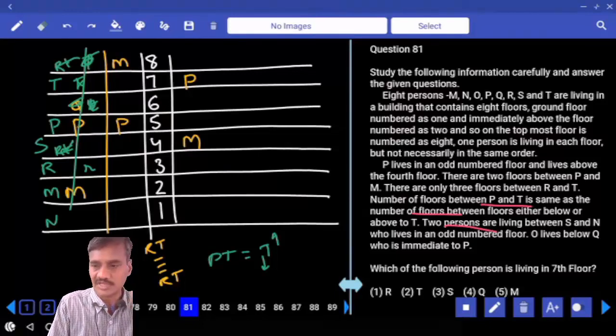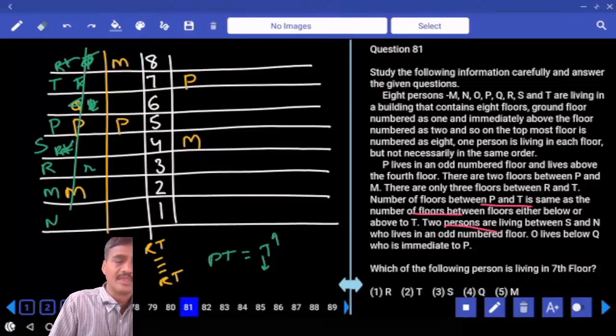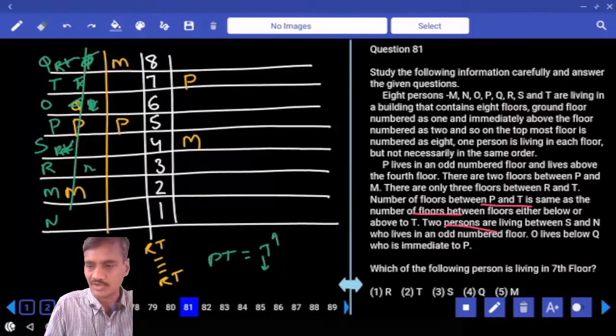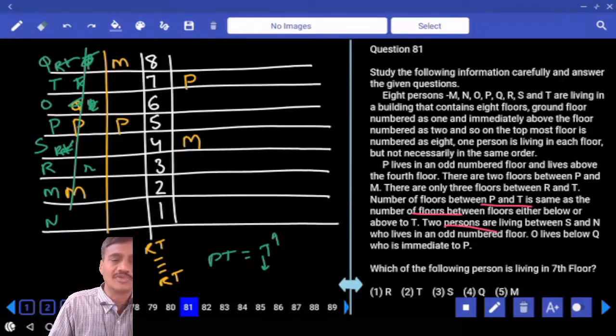At the same time, N lives on an odd number floor, and O lives below Q. O is here and Q is here. And O lives below Q, Q who is immediate to P and N. Now Q lives immediate to P. Is it possible? Finally this case is invalid. Done with this? Then again coming back to this one.